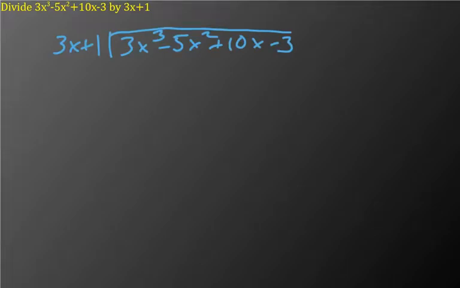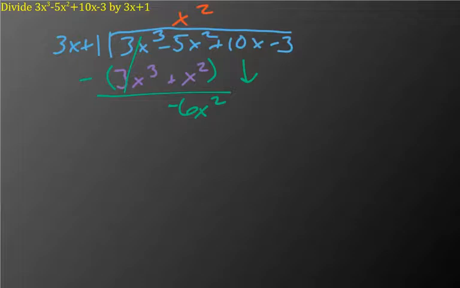We get that. And then again, 3x times something is 3x cubed. And that something would be x squared. Then I multiply, and I would get that. And then I'm going to go ahead and subtract, and I would get that. And then you basically just pull down the next term, and you do it all over. So I'm going to pull down the 10x.